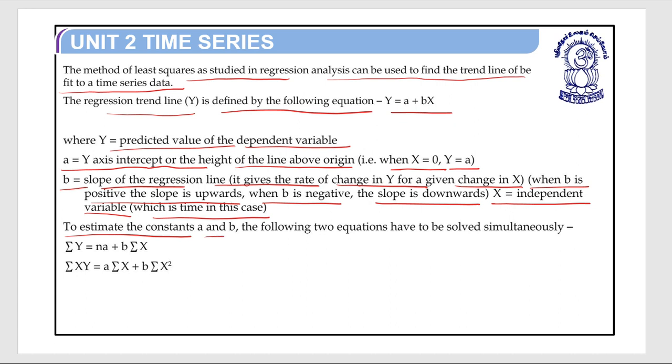To estimate the constants a and b, the following two equations have to be solved simultaneously. Sigma y is equal to na plus b sigma x.